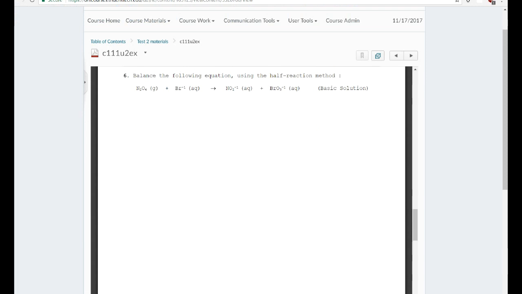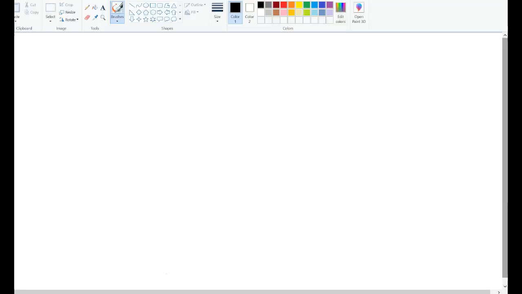All right, balancing an equation using the half reaction method. The dinitrogen tetroxide plus bromide yields nitrite and bromate. So we have a reaction to balance. We have N2O4 plus Br minus goes to NO2 minus plus BrO3 minus.